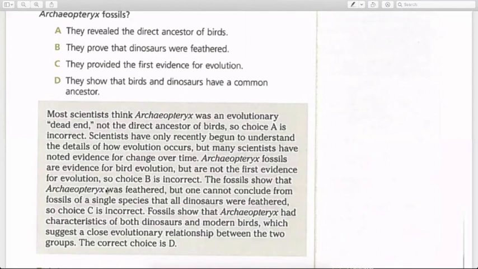The fossils show that Archaeopteryx was feathered, but one cannot conclude from the fossils of a single species that all dinosaurs were feathered, so B is incorrect. Right. We can only prove certain species had feathers. Fossils show that Archaeopteryx had characteristics of both dinosaurs and modern birds, which suggests a close evolutionary relationship between the two groups. The correct answer is D.